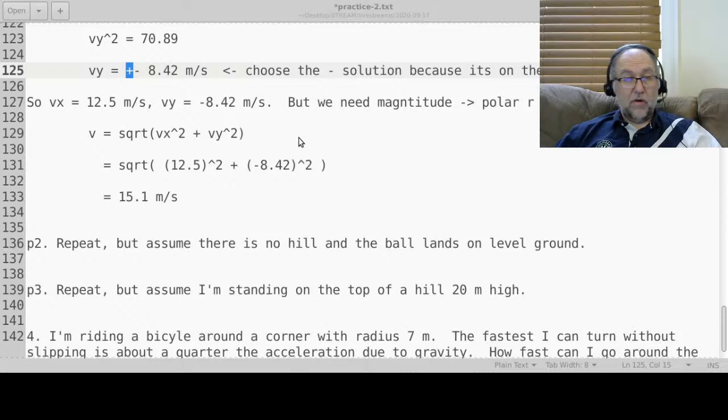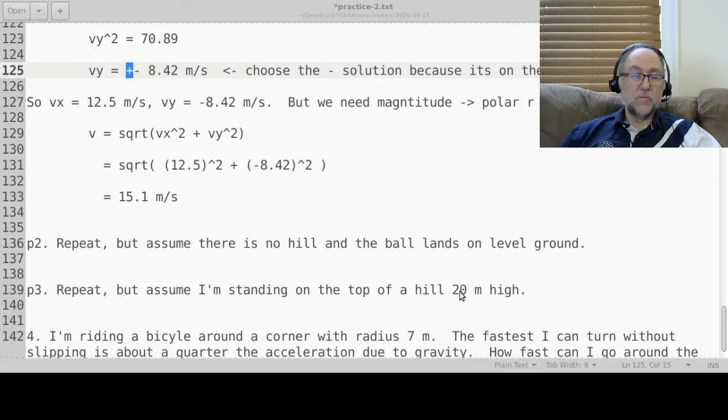Just be aware that if you vary the numbers in question number 1 and you make the hill too high, then you're going to get a problem when you go to solve the quadratic for time. In 2 and 3, you won't have that problem, because it doesn't matter how high the hill is, the ball will always make it to ground level. So there you go.